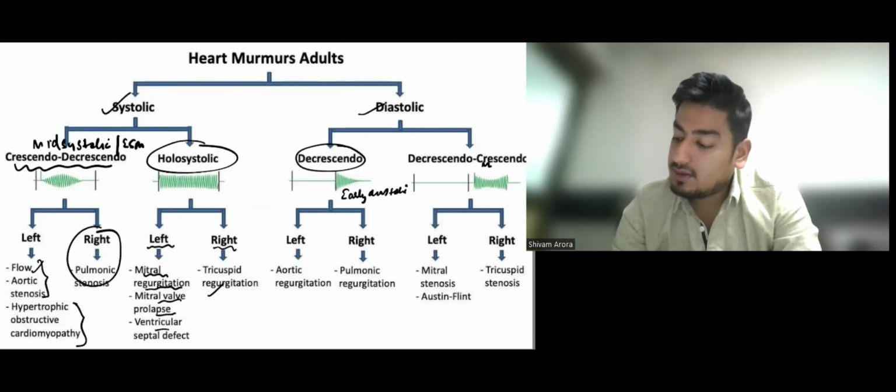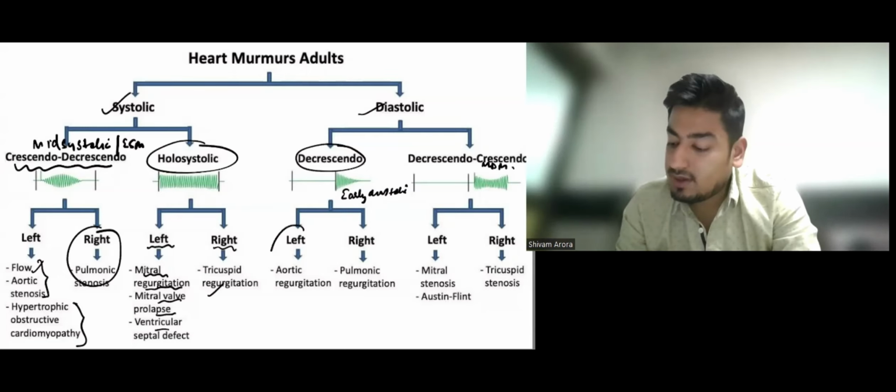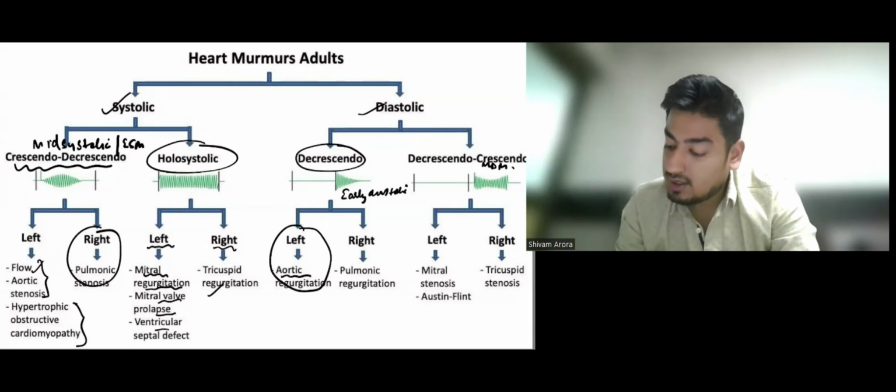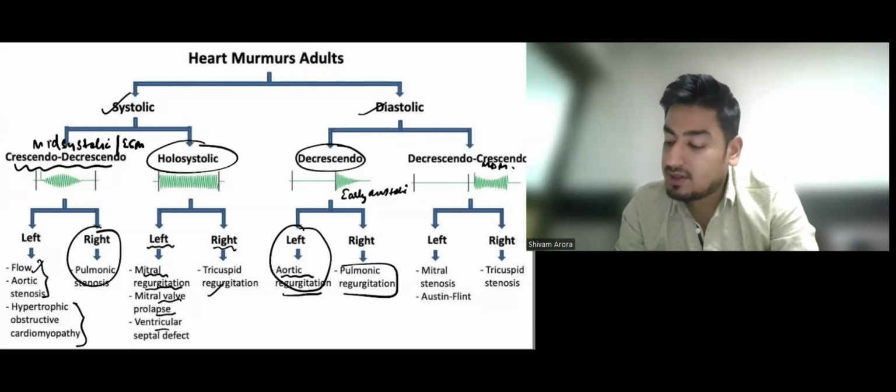Okay. Now diastolic murmur can be decrescendo or crescendo decrescendo, or we can divide it as early diastolic and this is mid diastolic. Okay, so early diastolic decrescendo murmur, if heard on the left side of the heart, is because of aortic regurgitation, while if heard on the right side, it's because of pulmonary regurgitation.